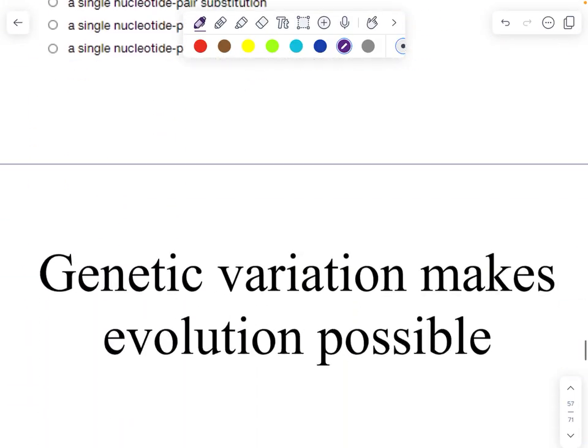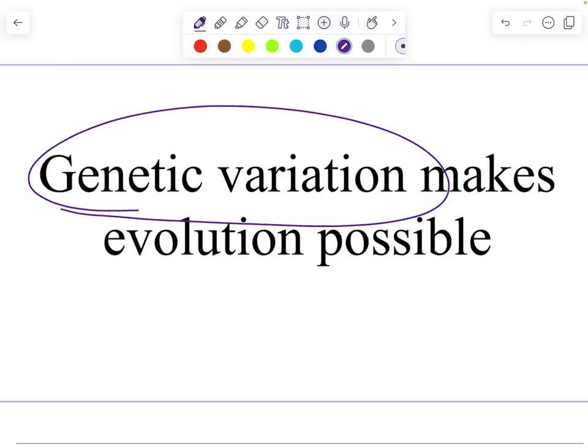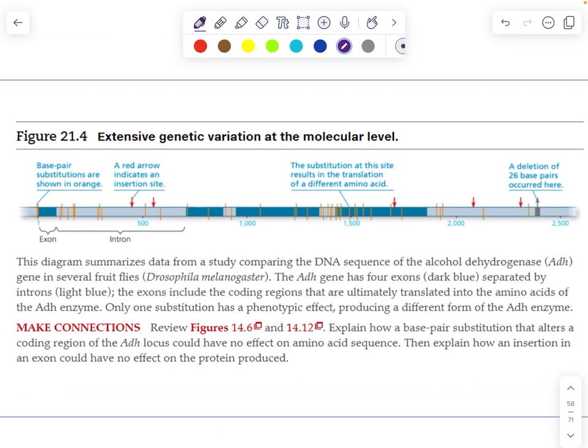And so genetic variation, what makes evolution possible? Genetic variation does. Okay, if everybody's the same, how does natural selection choose anything? Well, it doesn't. So you have to have variation in a population. So here's an example of variation. This diagram summarizes data from a study comparing the DNA sequence of the alcohol dehydrogenase gene in several fruit flies.